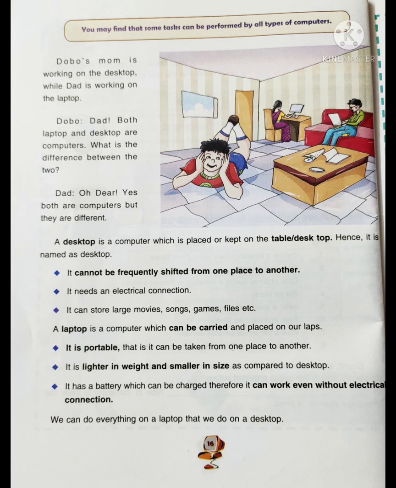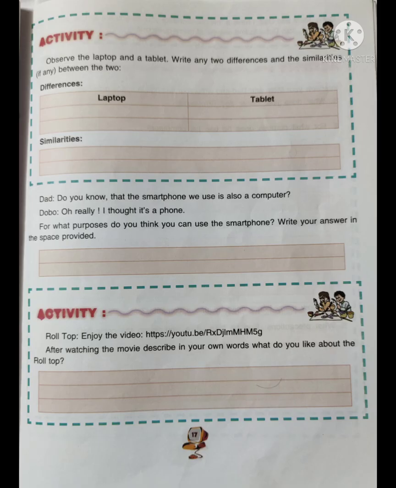Now on page number 17, there is one activity. Observe the laptop and the tablet. Write any two differences and the similarities between the two. On page number 16, just now we have discussed the difference between desktop and laptop and similarities also. Same way you are going to write the difference between laptop and tablet. You can take help from page number 15.